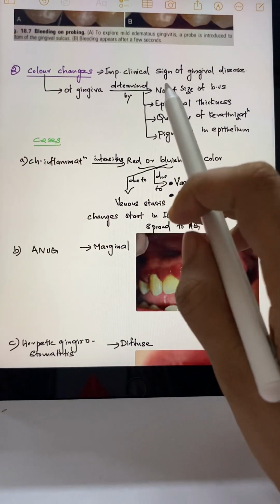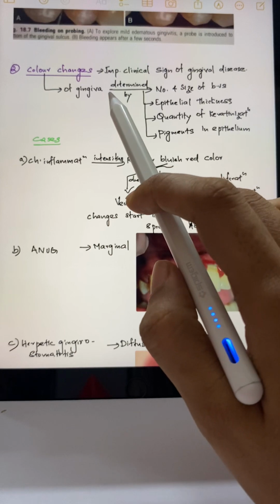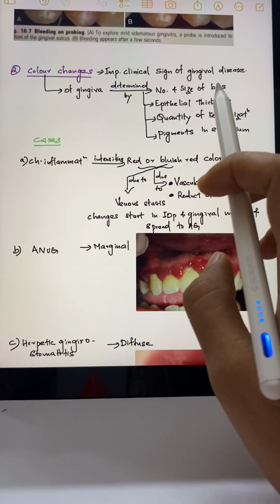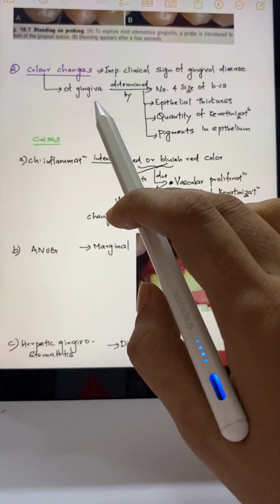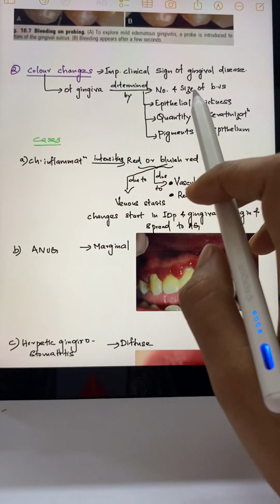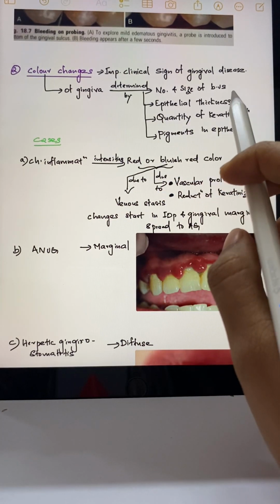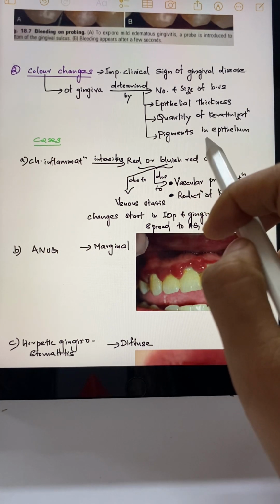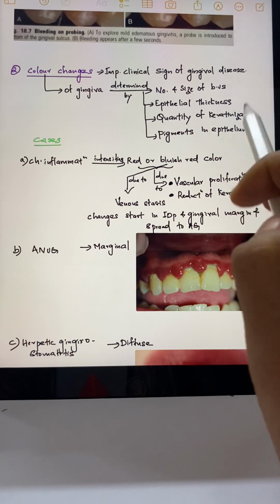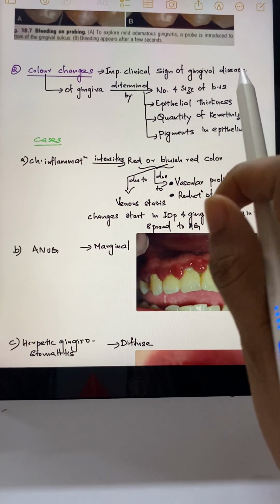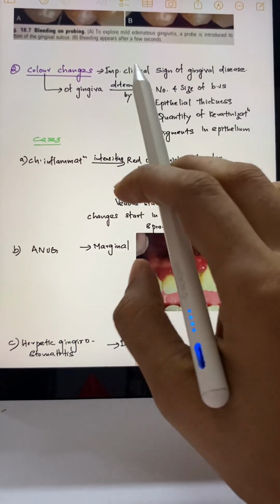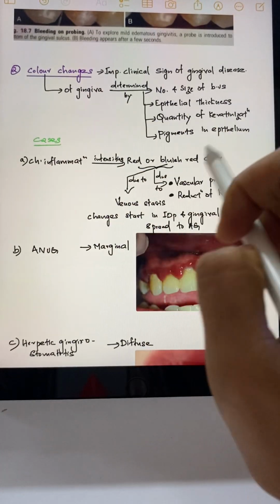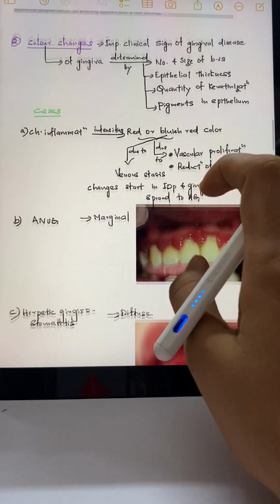The next we will see the changes in the color of gingiva. So this is an important clinical sign of gingival disease. Actually, the color changes of gingiva are determined by the number and size of the blood vessels and epithelial thickness and quantity of keratinization and pigments in the epithelium. So these color changes of gingiva are determined by all these 4 factors.